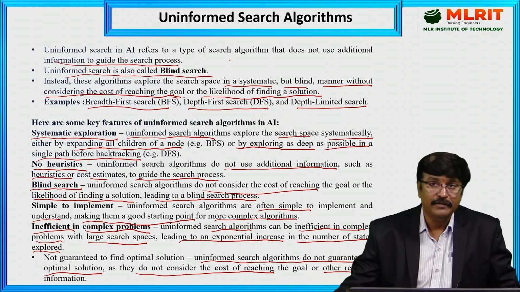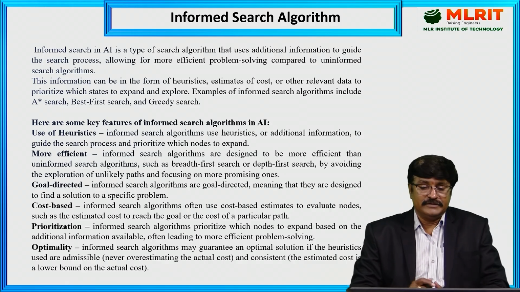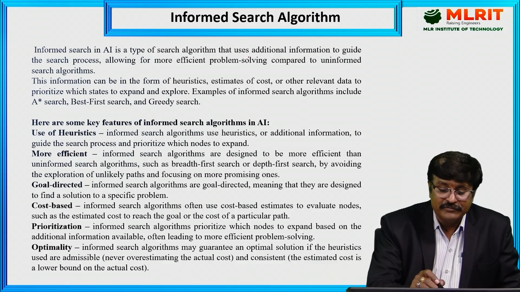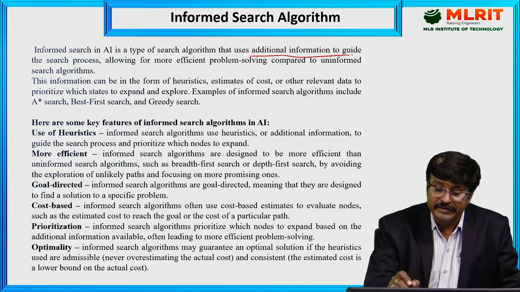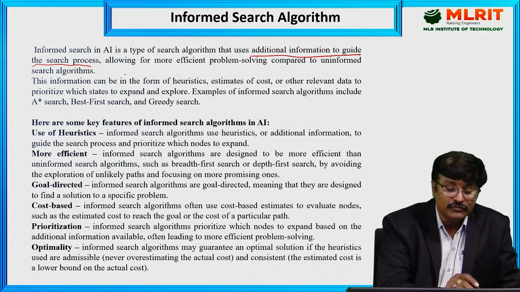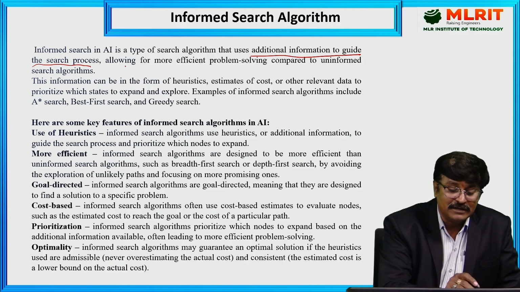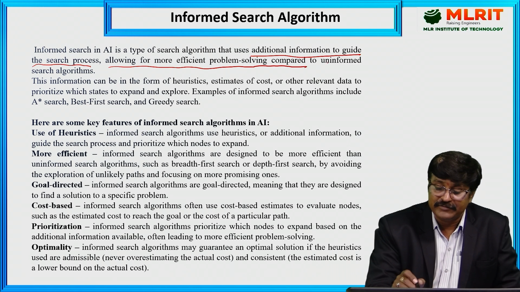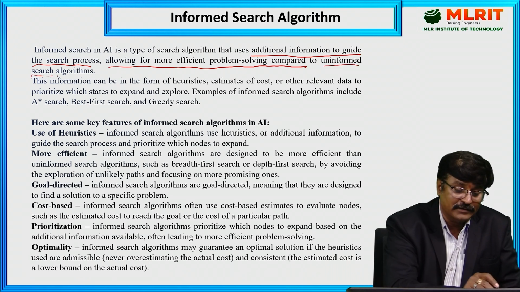And coming to the informed search algorithm. So the informed search algorithm is somewhat advanced. We have additional information about the goal, and we have a heuristic function. Heuristic cost functions or estimations are there. So this is one of the best algorithms. It is more efficient for problem solving as compared to uninformed search algorithms.